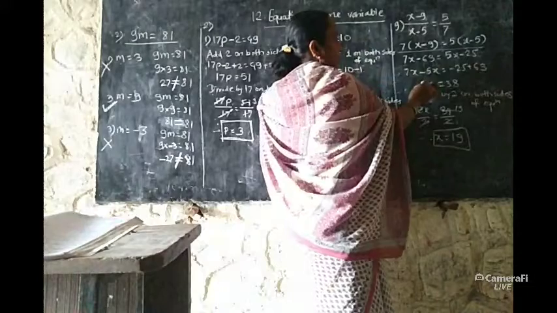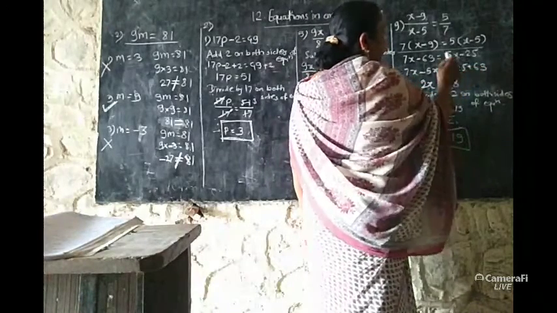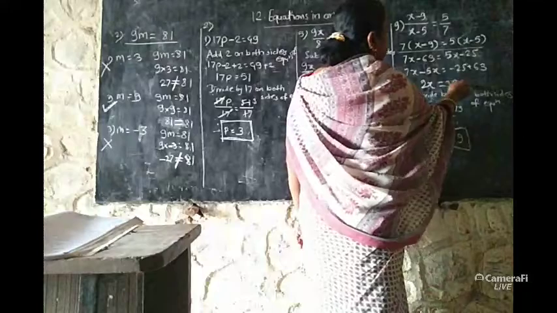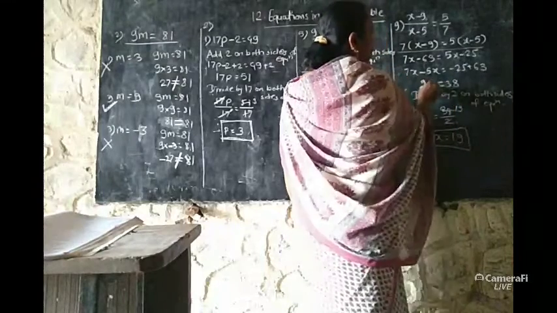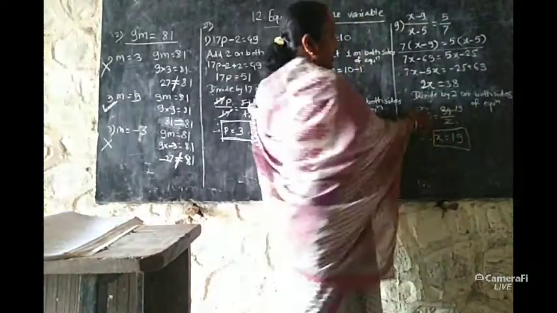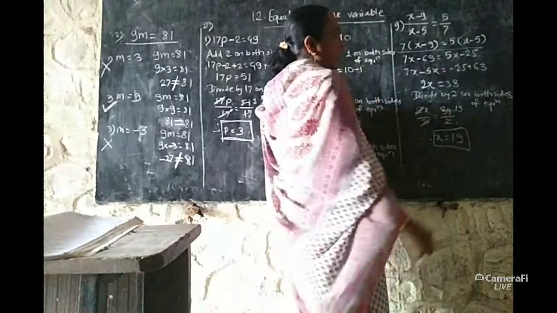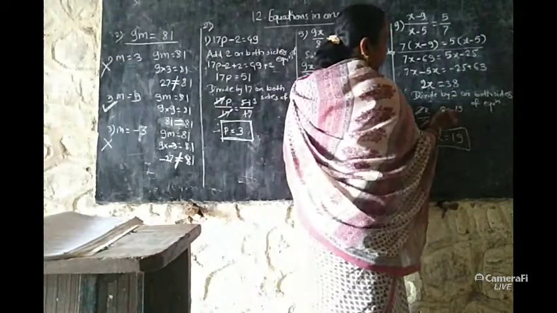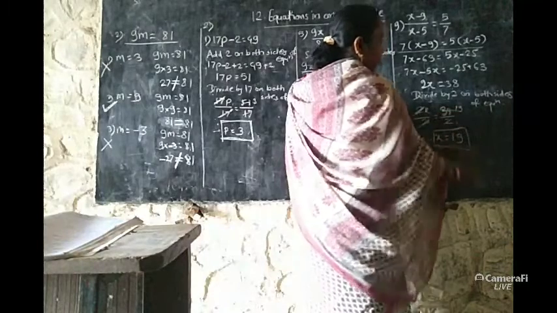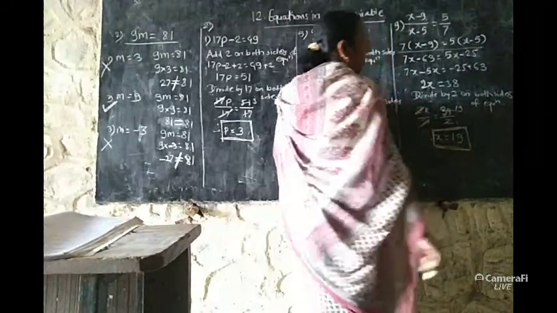Here after subtraction we obtain 2x is equal to, with the bigger number's sign, it will be 38. Now here 2 into x, therefore we have to divide by 2 on both sides of the equation. 2x upon 2 is equal to 38 upon 2. 2 gets cancelled, and after dividing 38 by 2 we obtain x is equal to 19. This is the solution of our equation, and here we have solved the equation.